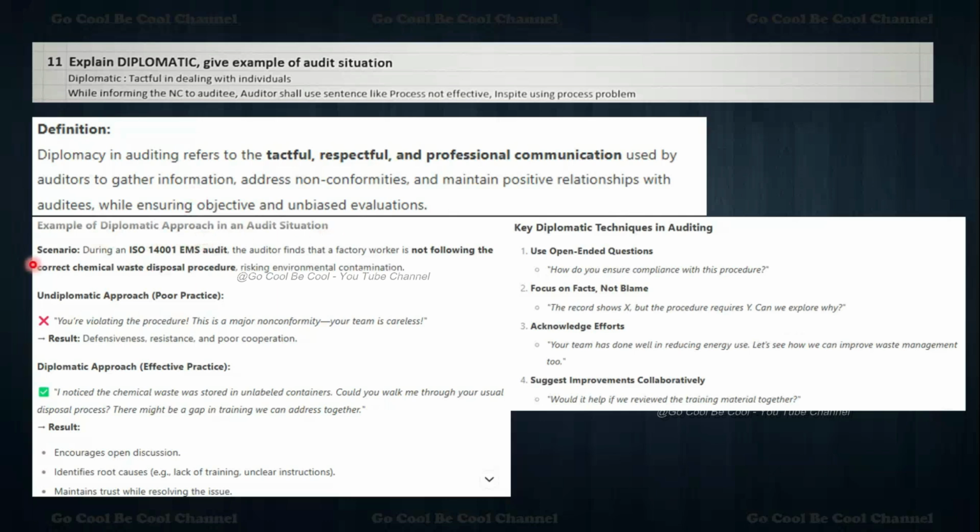Scenario: during an ISO 14001 EMS audit, the auditor finds that the factory workers are not following the correct chemical waste disposal procedure, risking environmental contamination. Okay, the undiplomatic approach is poor practice: "You are violating the procedure." Okay, this is a major non-conformity. "Your team is careless." The result is defensiveness, resistance, and then poor cooperation.